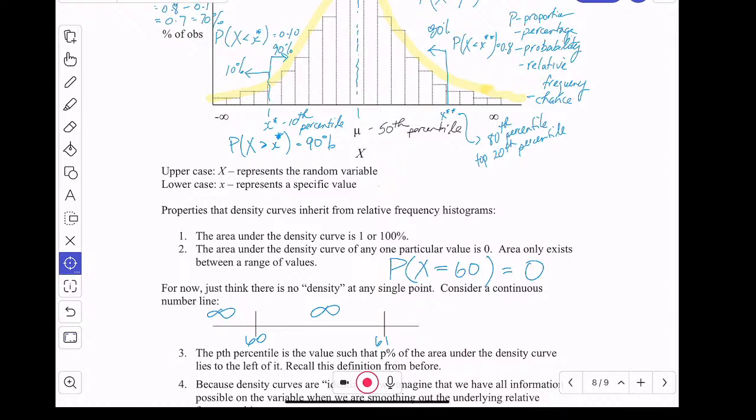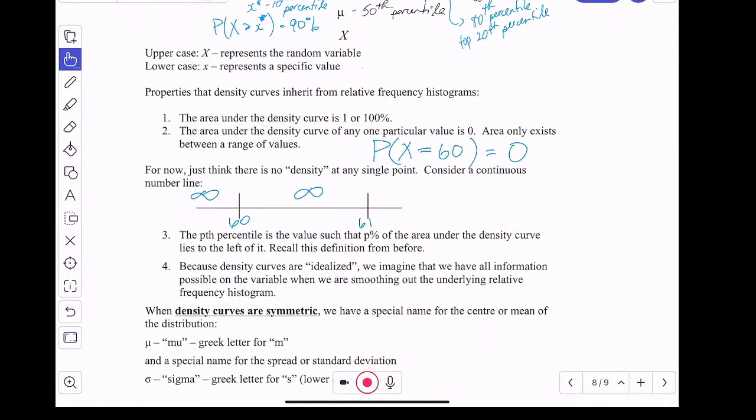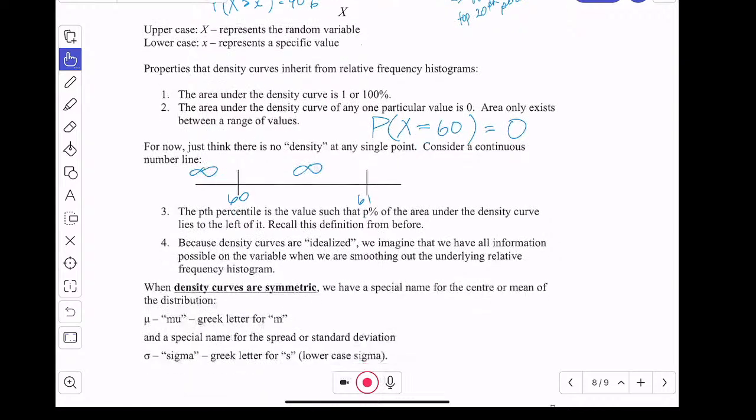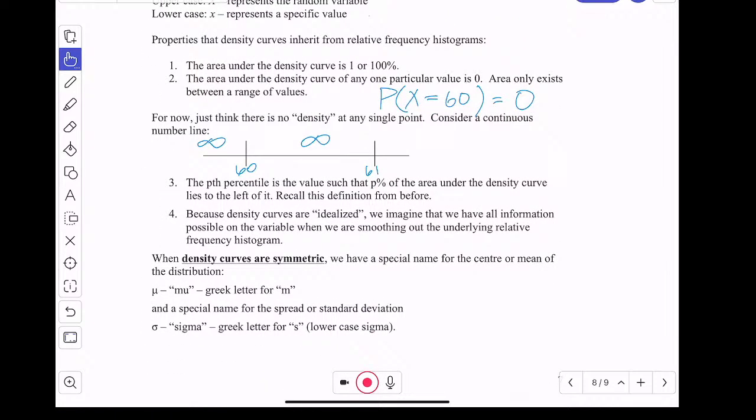So we already discussed here interpreting percentages and percentiles as the value such that p% of the area under the density curve lies to the left of it. And because density curves are idealized, we imagine that we have all information possible in the variable when we are smoothing out the underlying relative frequency histogram. When the density curves are symmetric, we have a special name for the center or mean of the distribution. We call it mu, we've already discussed this, and we call the standard deviation sigma. We use the Greek letters, in other words.